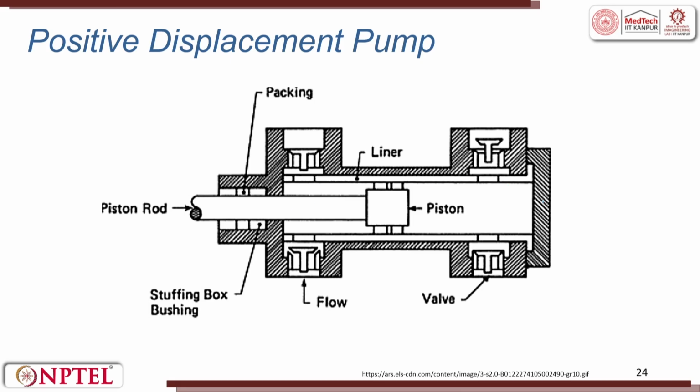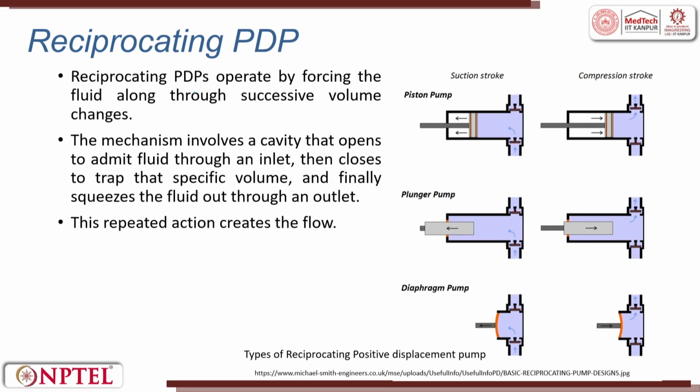So, there is a volume which is confined, a piston moves up and down. So, flow comes through this, and then you pressurize and then you try to get the outlet. This is for a reciprocating type positive displacement pump. The reciprocating PDP pumps, which we will see a little bit more, operate by forcing a fluid along through successive volume change. The working of reciprocating PDP is discussed in this slide.